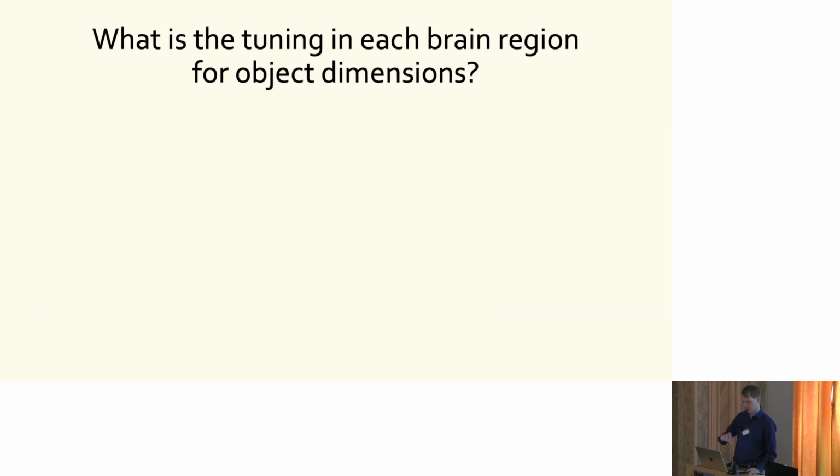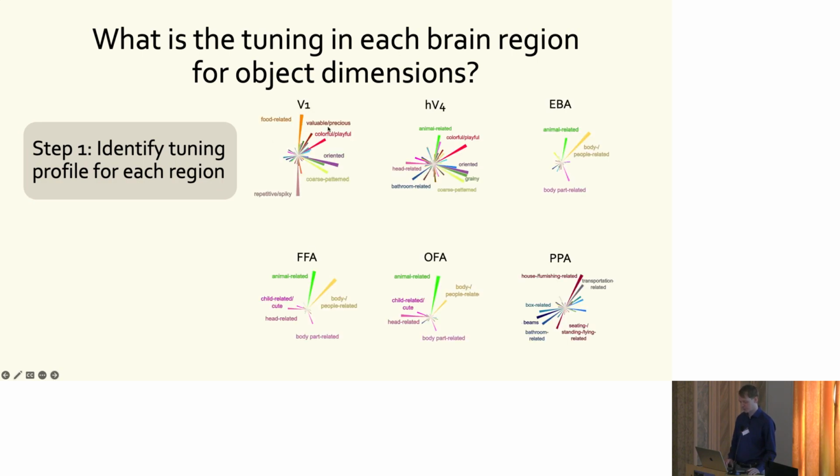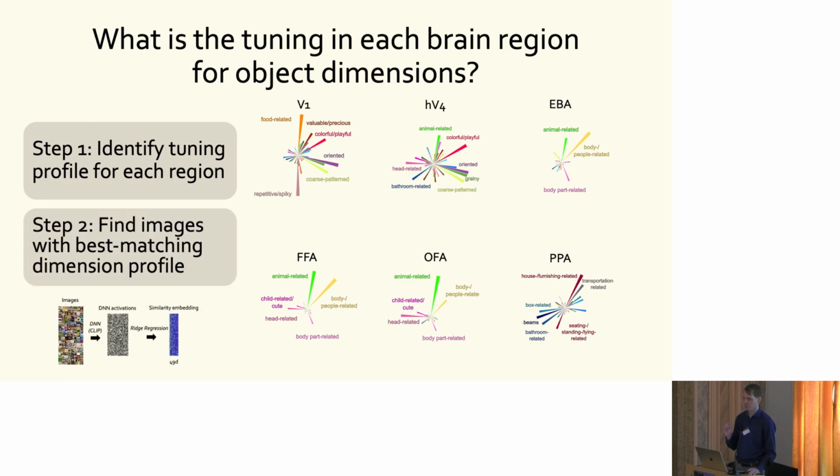Again, what we can do is turn the whole process around and look at the tuning of each brain region for these different object dimensions. So first we can identify a tuning profile across all of our different dimensions. You can see that in area V1, that would be the tuning profile that we find, and a lot of these are related to more basic visual features as expected, but you also find something quite related to food, which I'm happy to discuss later. It's really interesting, I think. And you find these other kinds of profiles. Now what you can do is try to find images whose dimension profile best matches the dimension profile that we find here for the individual region.